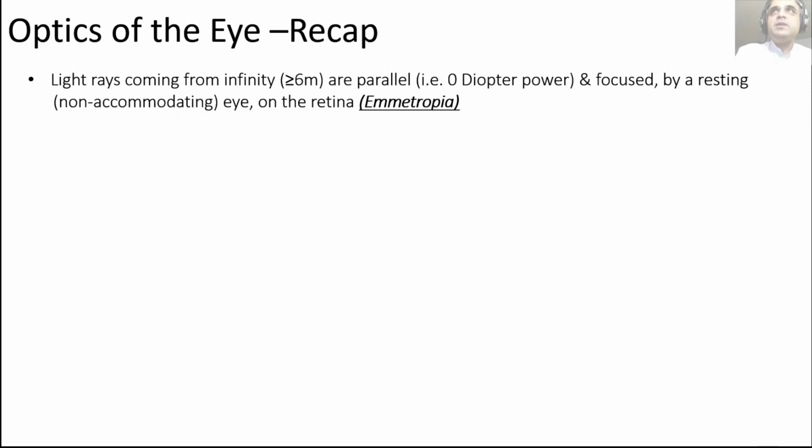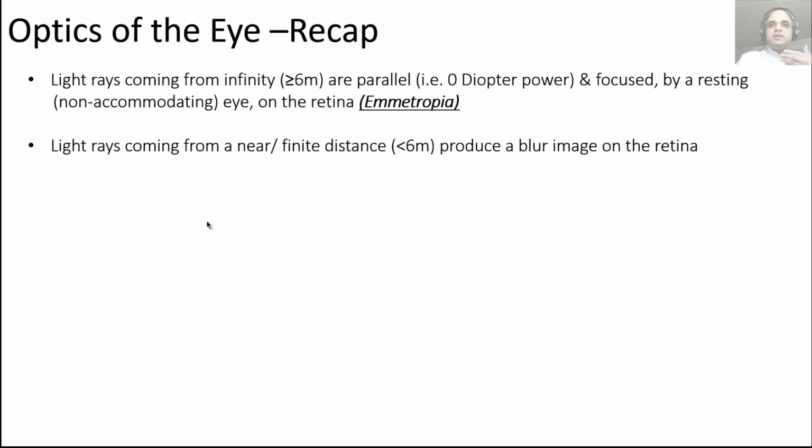So let's recap what we have done. Light rays coming from infinity, a distance of 6 meters or more, are considered to be parallel. Parallel light rays have no power and are focused by a resting eye, an eye that does not need accommodation, onto the retina, which is called emmetropia, equal measure of vision.